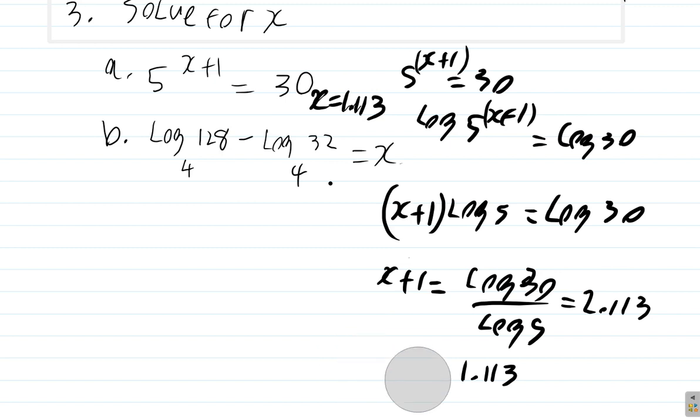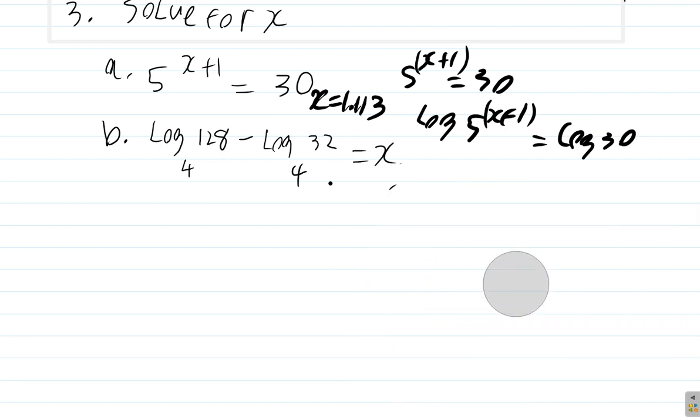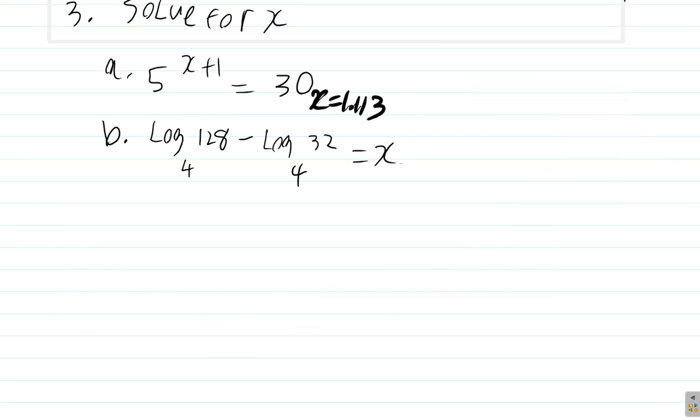Alright, we have part 3b to deal with now. Let's look at how it goes. Here, you have log 128 minus log 32 equal to x. Of course, the base of the log here is 4. Now, remember what you do when you have the log of a number minus the log of another number with the same base.